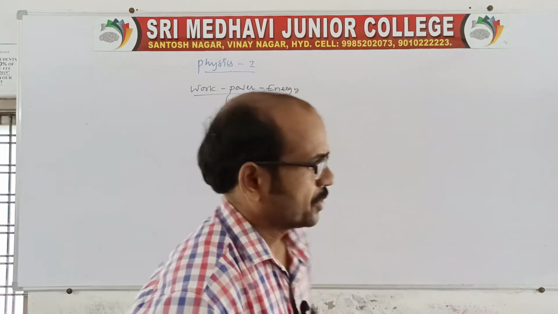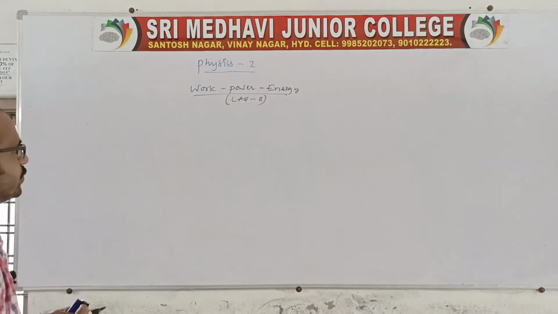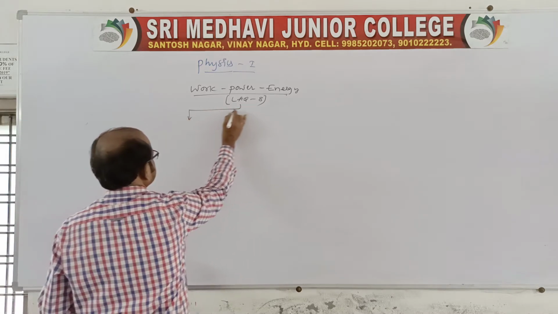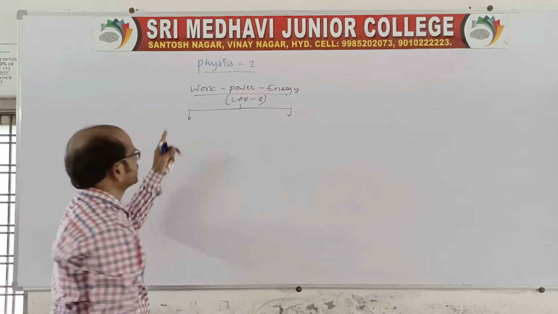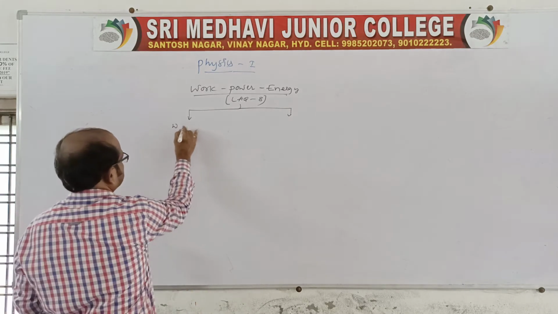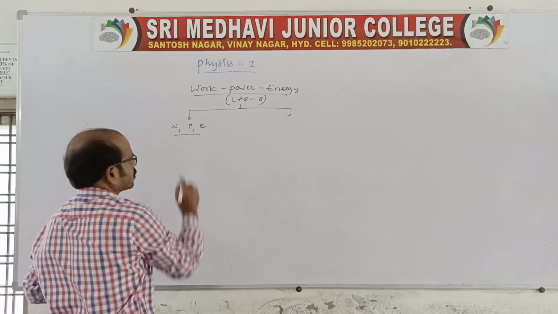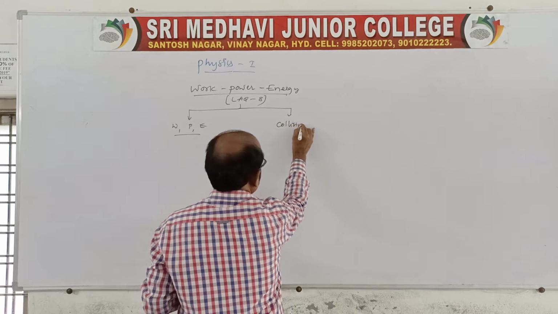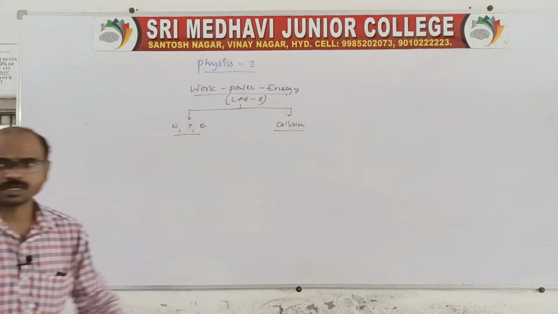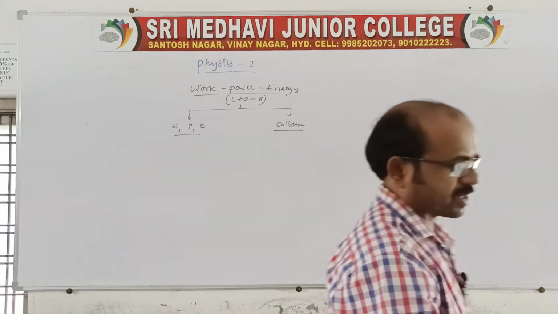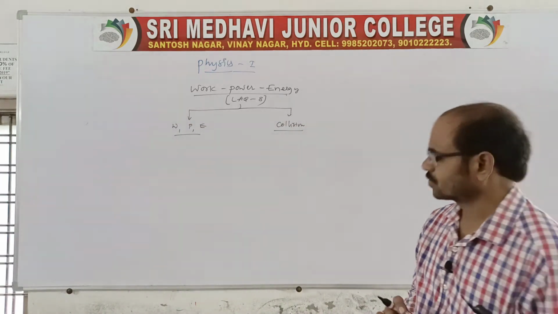See, I'll tell you, before the LAQs we should know what is actually there in work, power, energy. So this work, power, energy again contains 2 topics: one is work, power, energy, and another one is related to the collisions. Here we should know. Clear? Now I want to explain before entering into work, power, energy as well as the collisions.